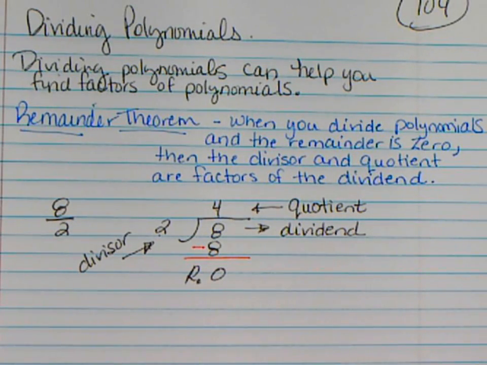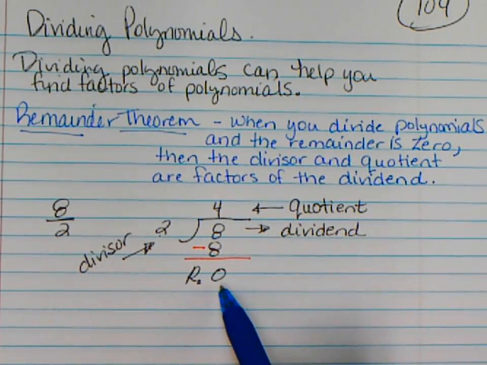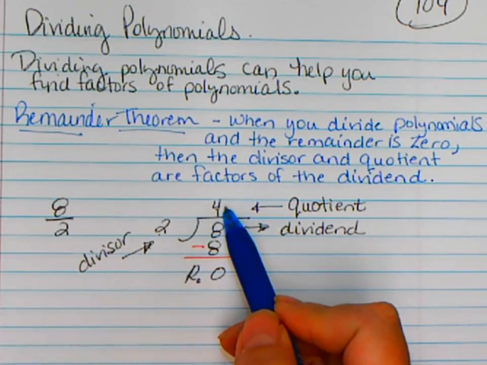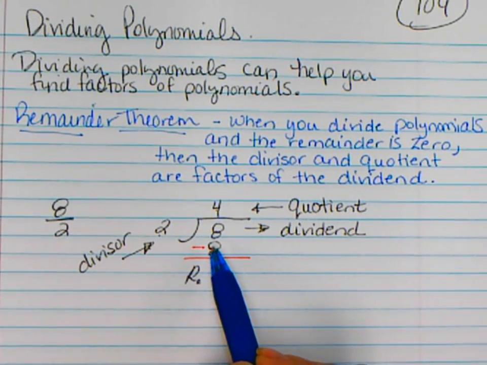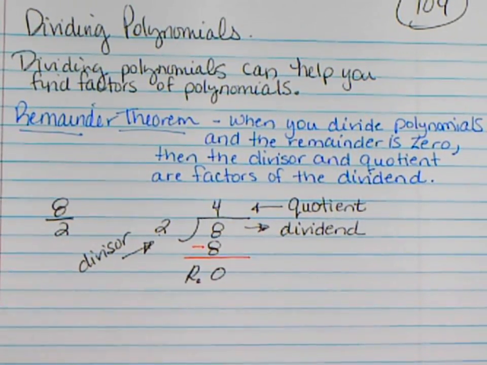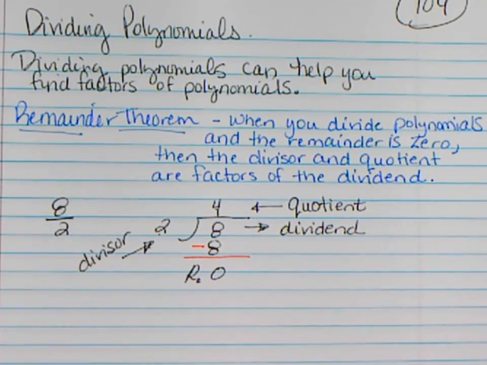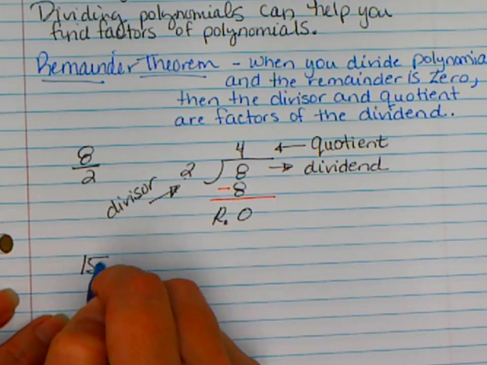So, since my remainder is 0, that tells me something about my divisor and my quotient. According to the remainder theorem that we just wrote in blue above, are 2 and 4 factors of 8? Yeah. What's 2 times 4? 8. So they're factors of 8, right? So whenever your remainder is 0, you know that the divisor and the quotient are factors of the dividend. Okay? They can be multiplied together, and you'll end up with the dividend, which is important when you're doing polynomials.